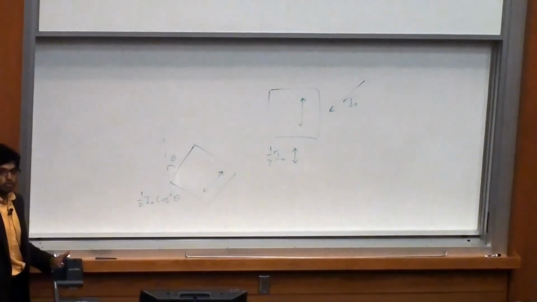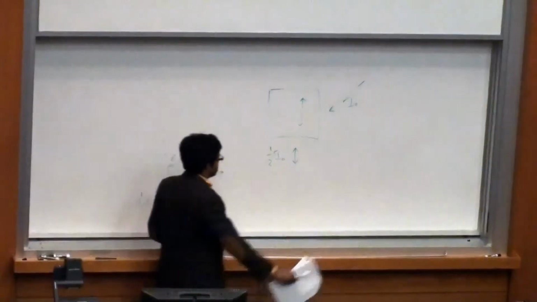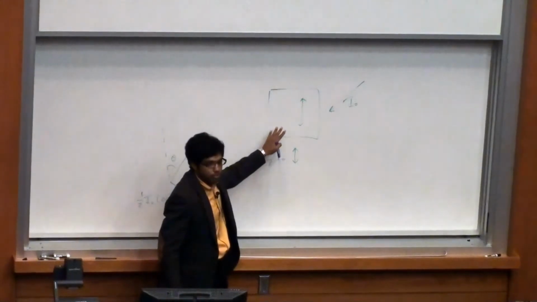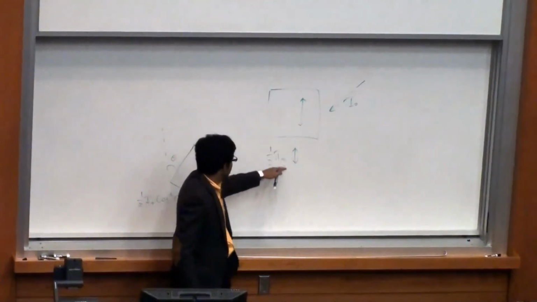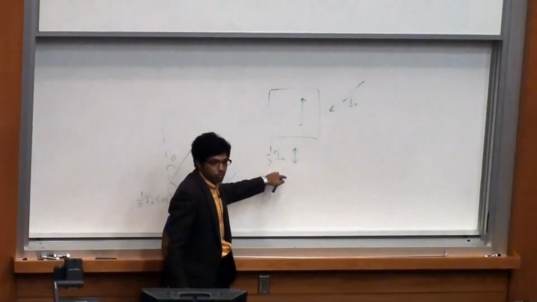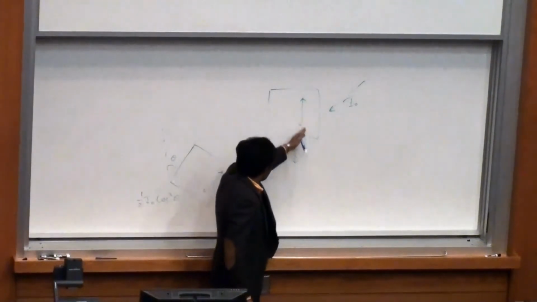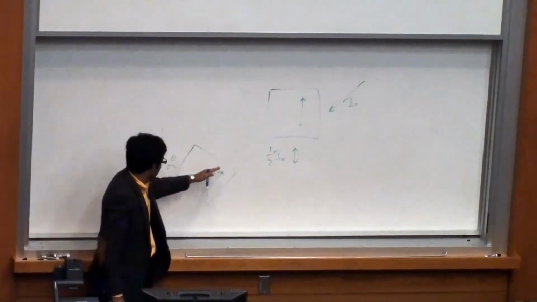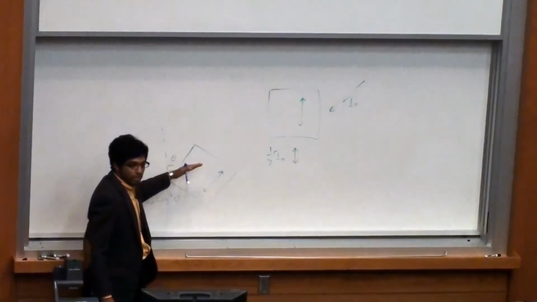We're good? So far I have unpolarized light coming in, intensity I naught. I pass it through a first polarization filter, and what I get after that is half the intensity, 1/2 I naught. It's polarized along the vertical. I have another vertical polarizing filter, but I tilt the angle a little bit.